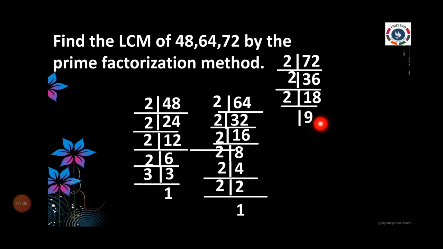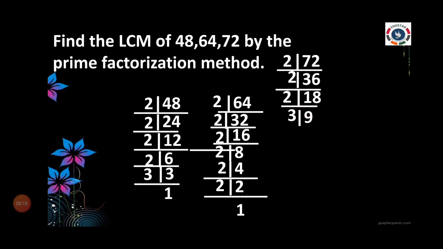Then now you see here, what number is that? The 2 is not possible to divide the value. So you have to move to the next prime number. 9 is a multiple of 3, so we can divide the value by 3.